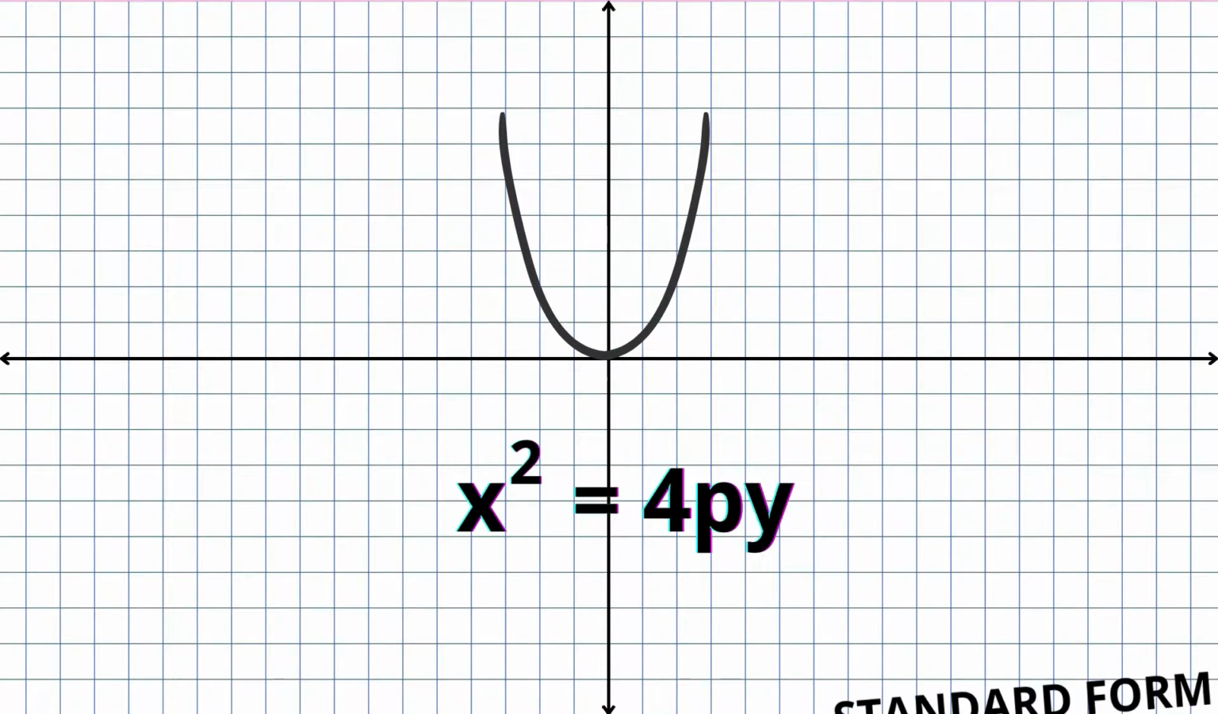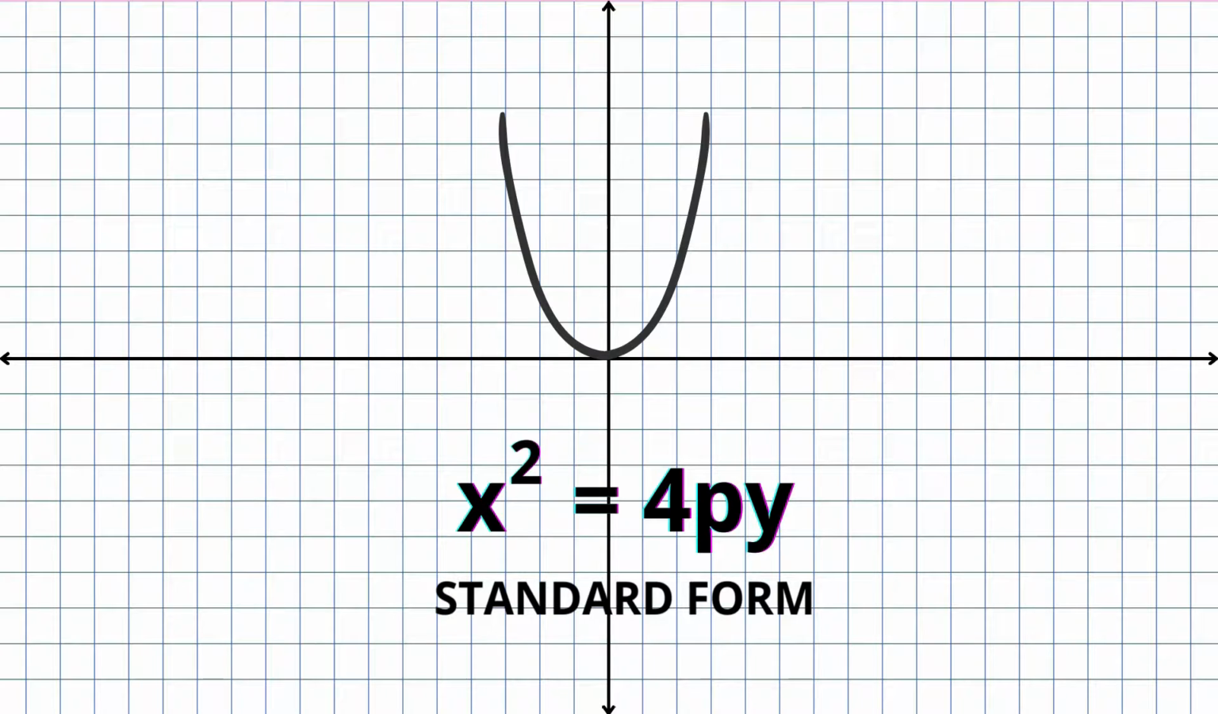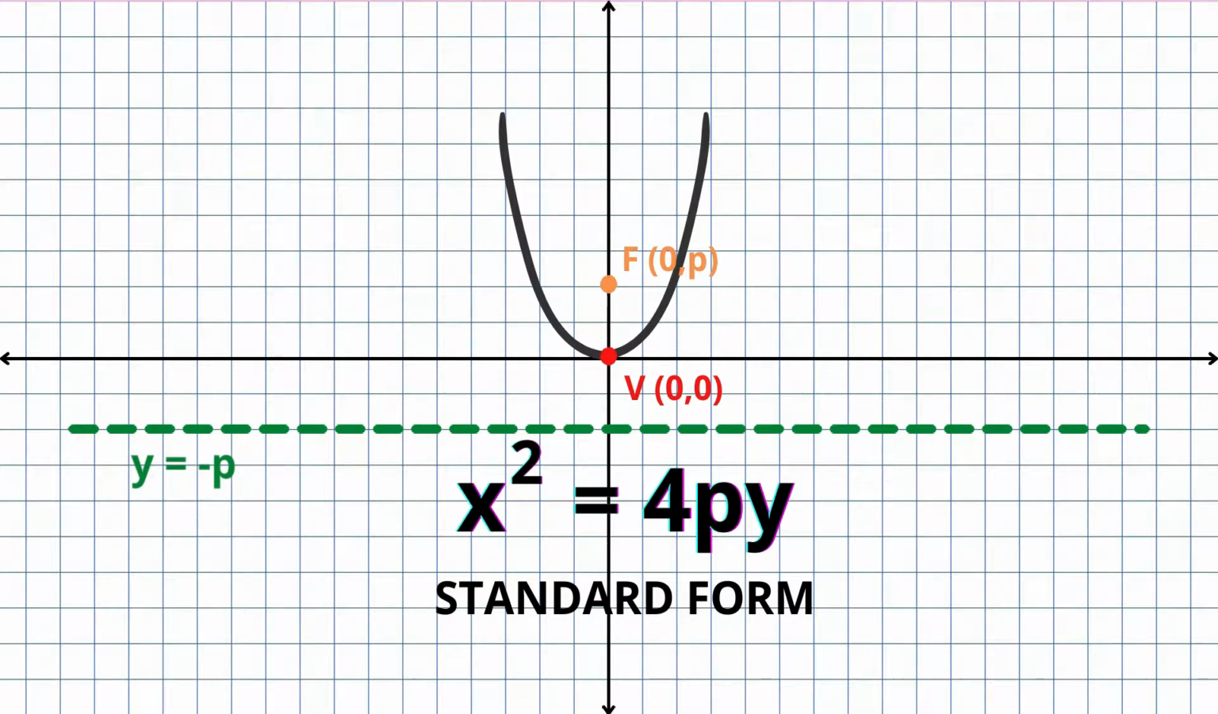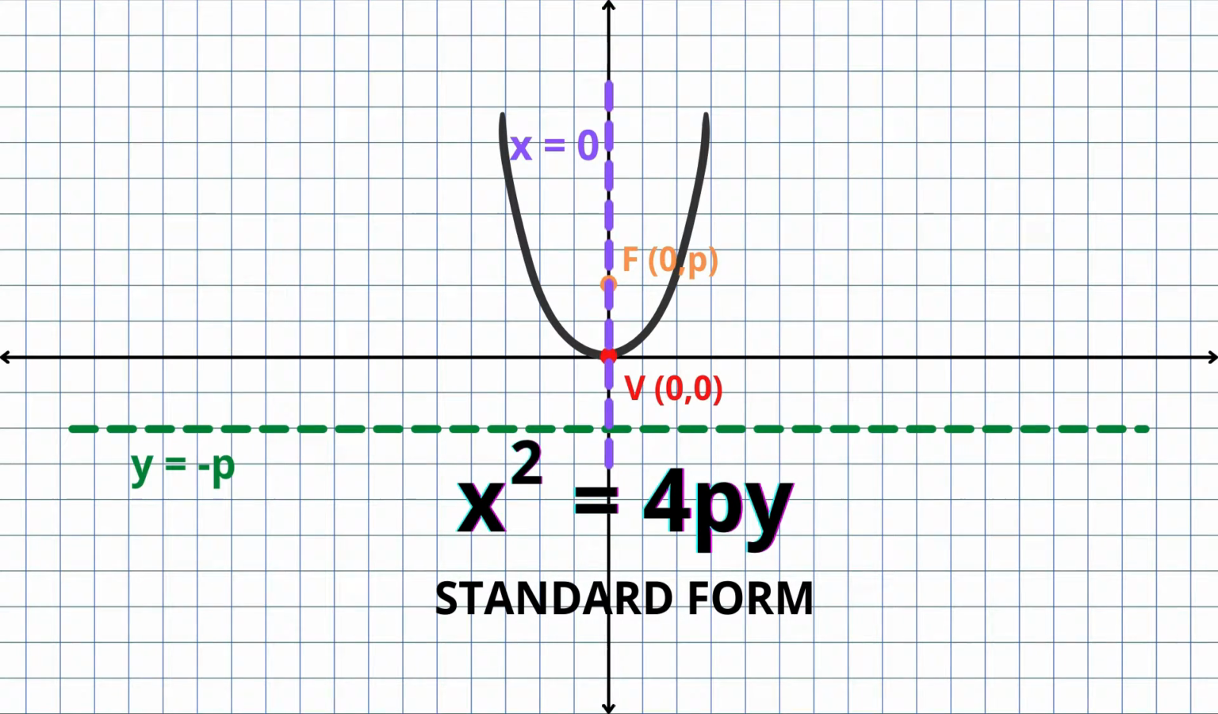A vertical parabola has an equation x squared equals 4py in standard form. Its focus, if its vertex is at (0, 0) or the origin, has coordinates (0, p). Again, take note that p is our focal length. The equation of our directrix is y equals negative p, while the axis of symmetry is x equals 0 or the y-axis.